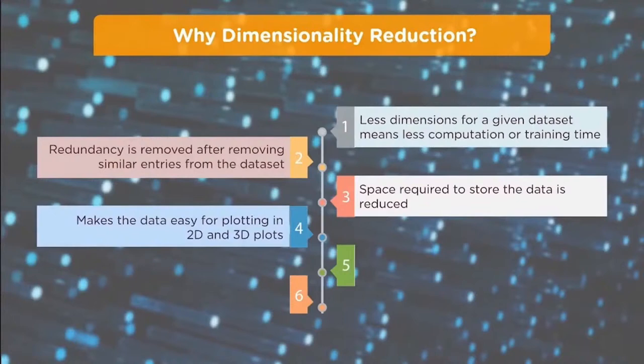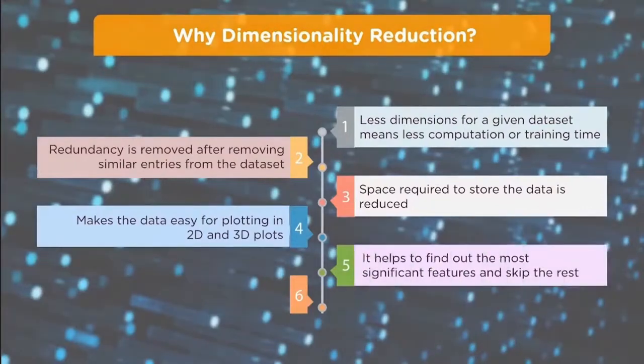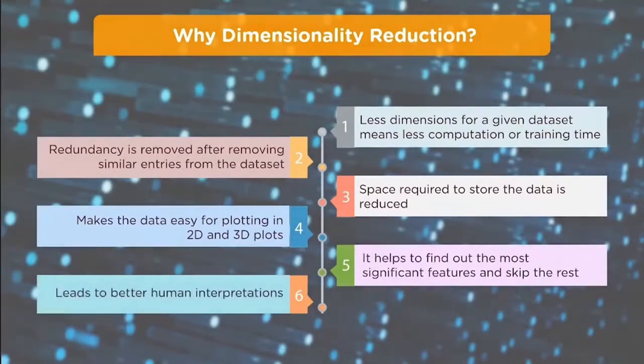It makes the data easy for plotting in 2D and 3D plots. This is my favorite part. Very important. You're in your shareholder meeting. You want to be able to give them a really good, clear, and simplified version. You want to reduce it down to something people can take in. It helps to find out the most significant features and skip the rest. It leads to better human interpretation. That kind of goes with number 4, where it makes data easy for plotting. You have a better interpretation when we're looking at it.